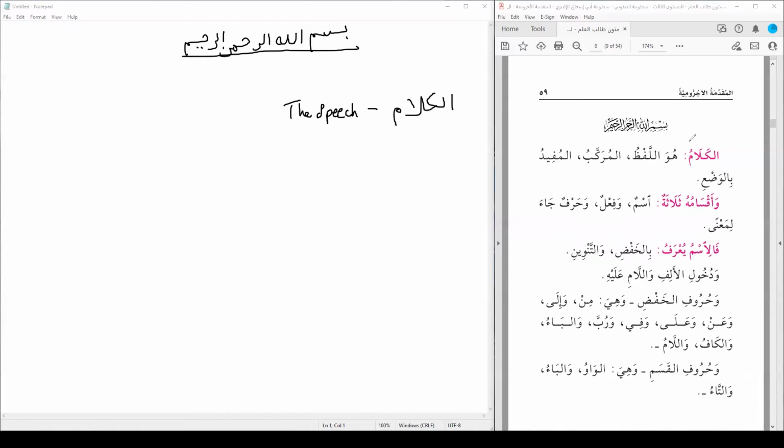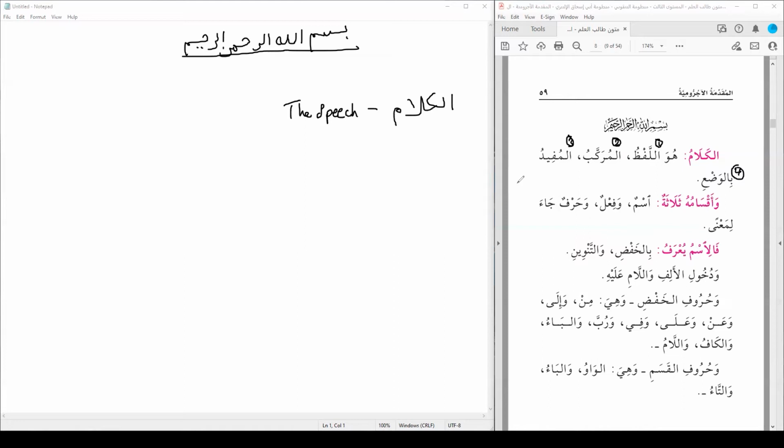As you can see, he mentions four things. He mentions al-lafdhu, al-murakkab, al-mufid, bil-wad'. So these four things give us the complete definition of what Arabic speech is. And this is according to the definition that he has given us. It is according to the Arabic grammarians. So this is a technical definition which the Arabic grammarians have formulated.